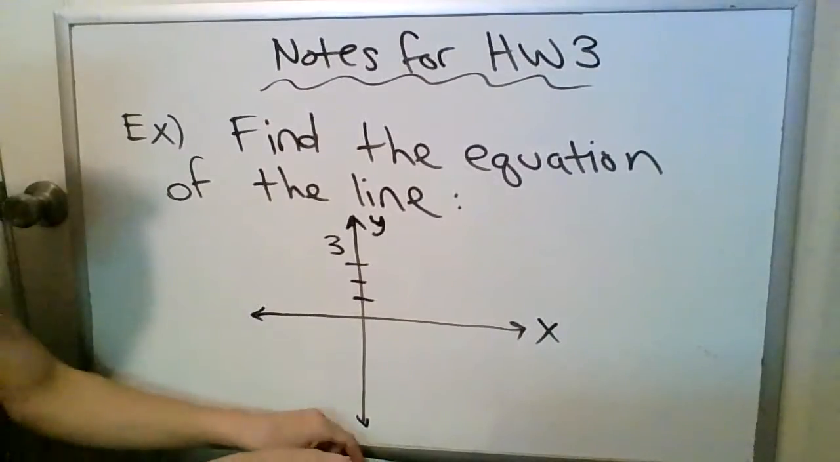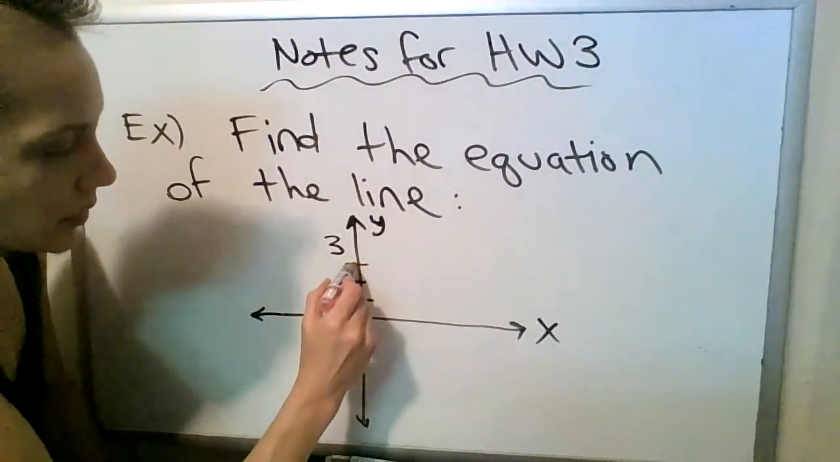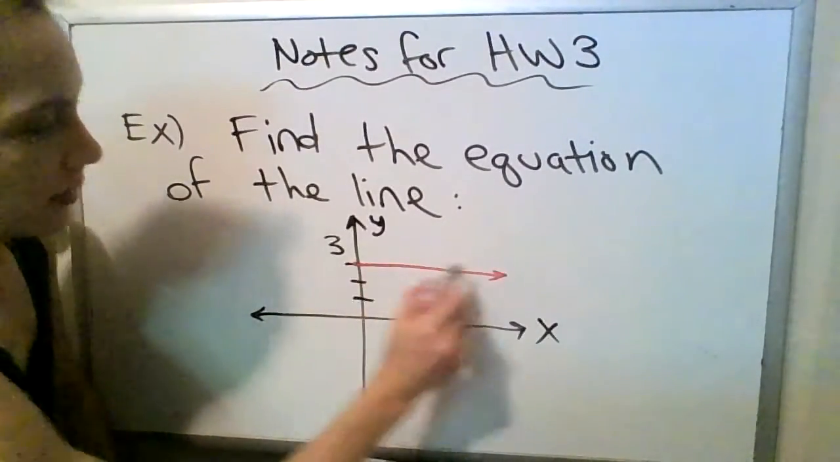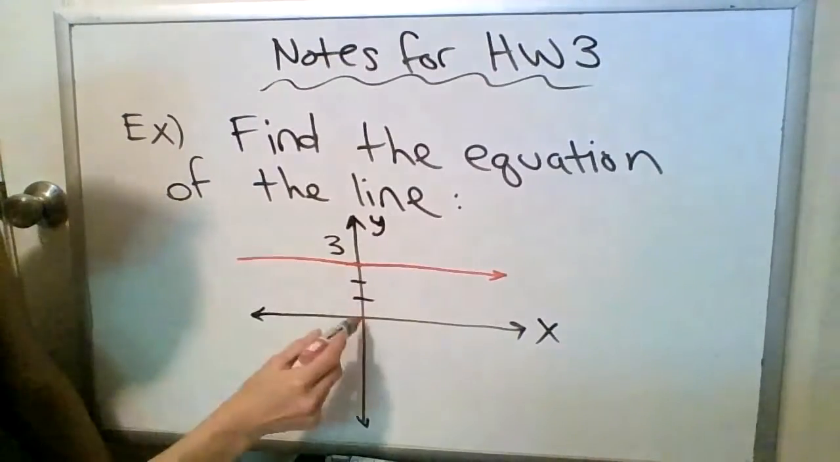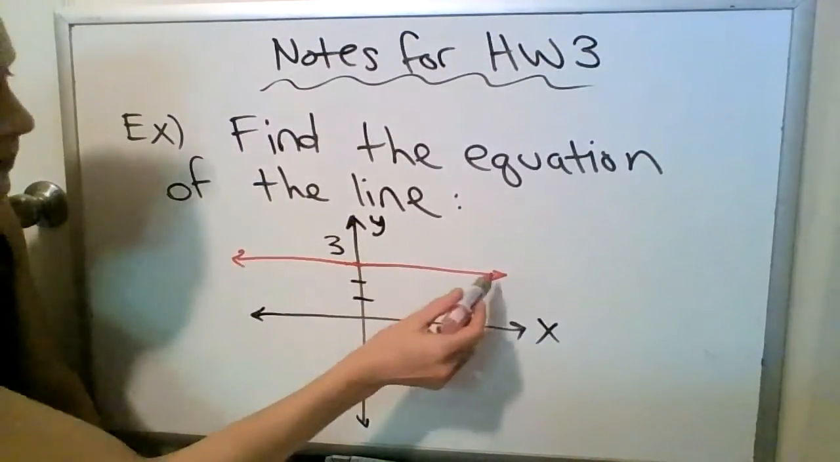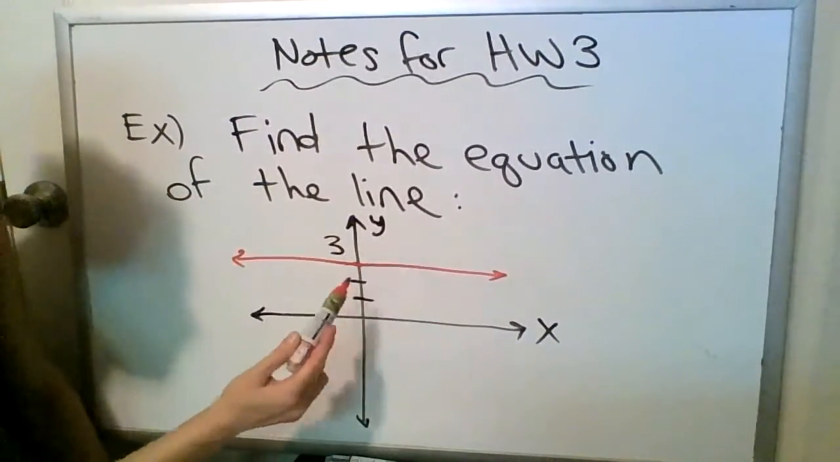Alrighty, back to drawing this horizontal line through the point (0, 3). And then find the equation of that line.